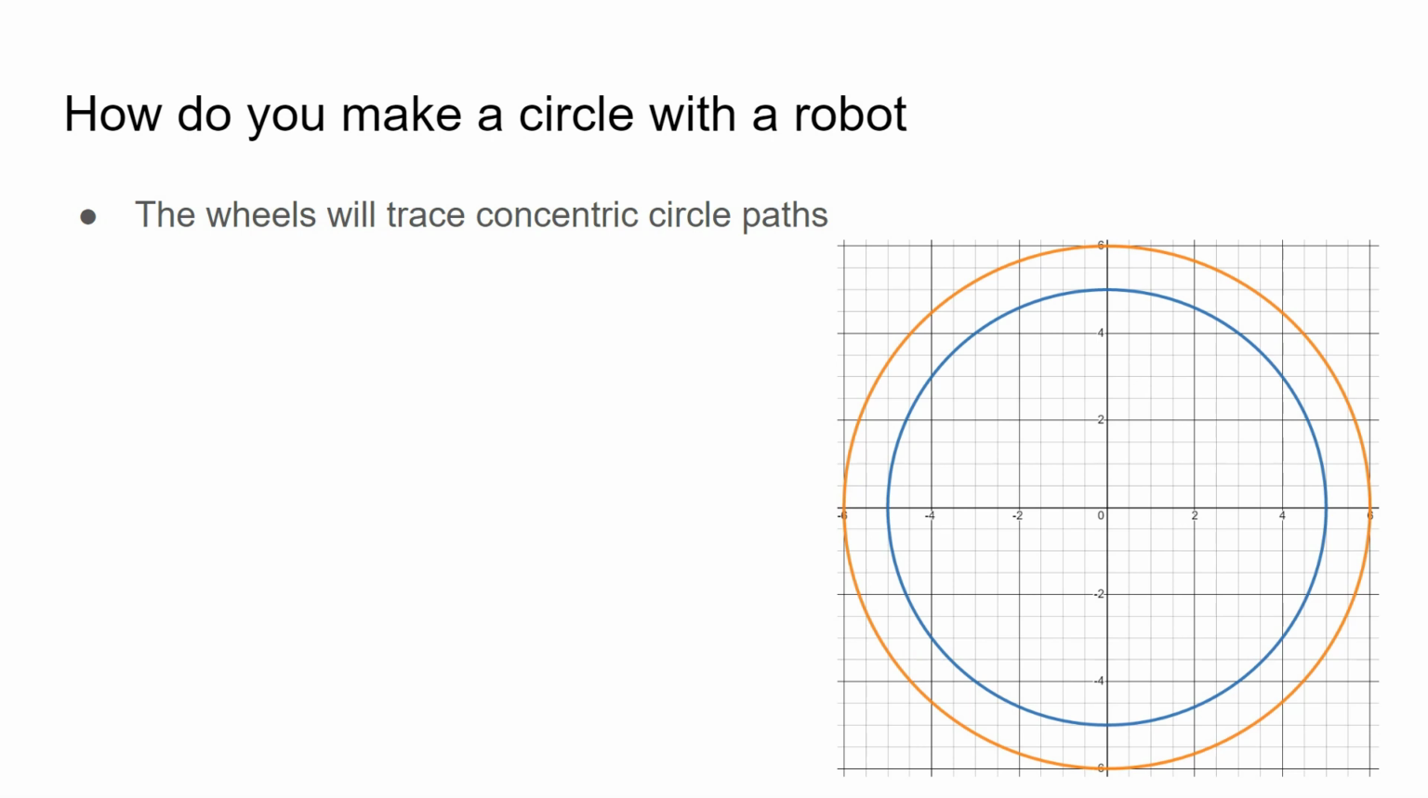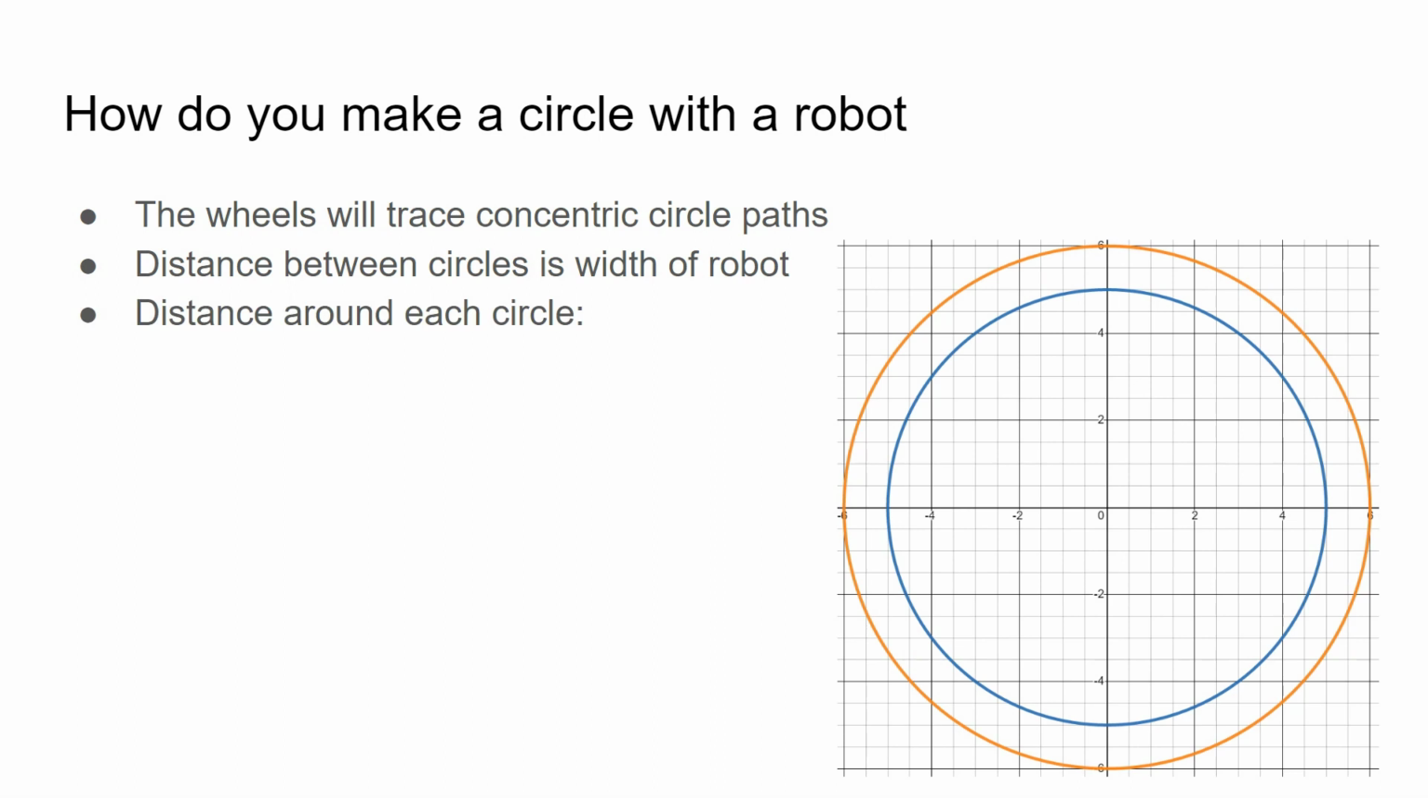If you think about the path those two wheels would take, like in snow or in dirt, for example, you could imagine it would trace this path, with the inner wheel tracing the blue path and the outer wheel tracing the orange path. And the distance between those two circles is the width of your robot. Right? That should make a good amount of sense.